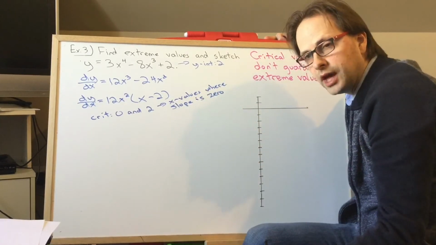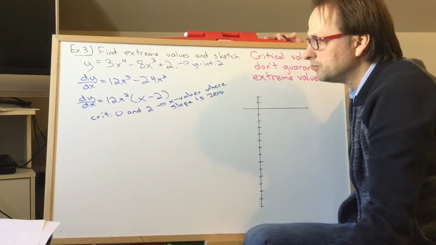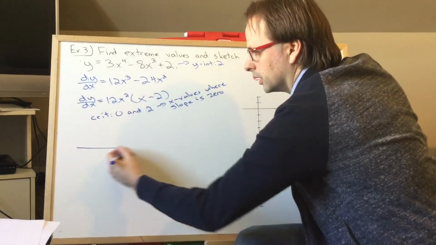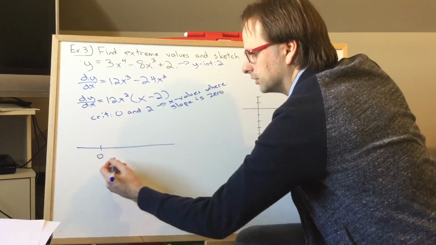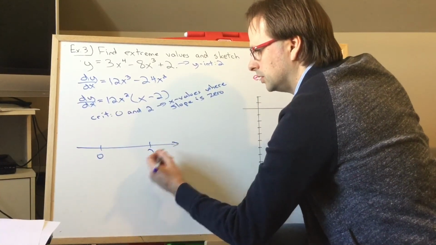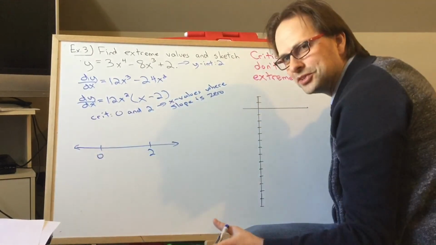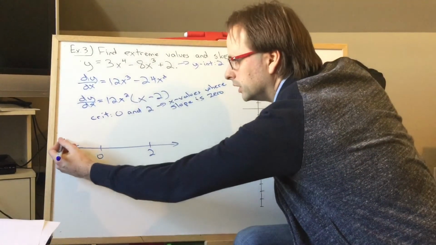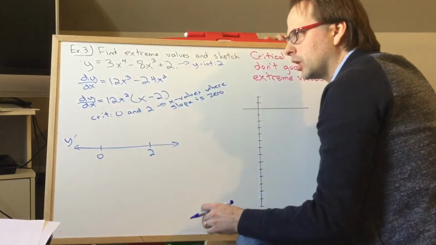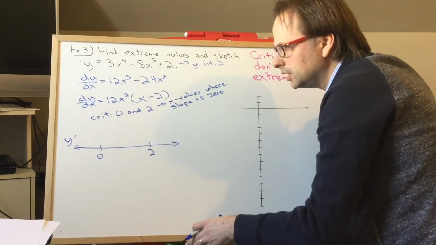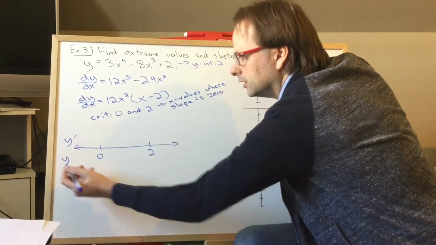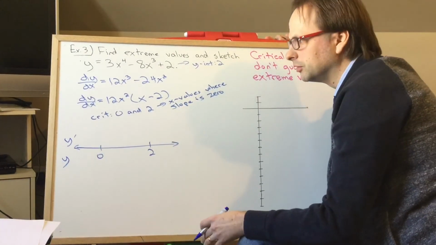And no matter what else happens, that is still true. So let's test what's going on. We have to test around 0 and 2 on the number line, which is really just the x-axis. We care about what's going on with y prime. That's what we're subbing into. And then we interpret it in terms of what that means on the original function.